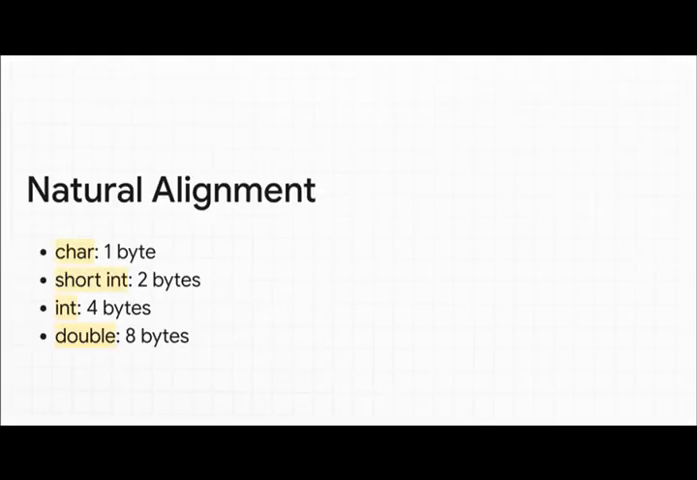So because of this, every data type has its own natural alignment requirement. A char can sit anywhere, so its alignment is 1. A short needs to start on an address that's a multiple of 2. An int needs a multiple of 4, and a double needs a multiple of 8. These are the fundamental rules of the game that the compiler has to follow.